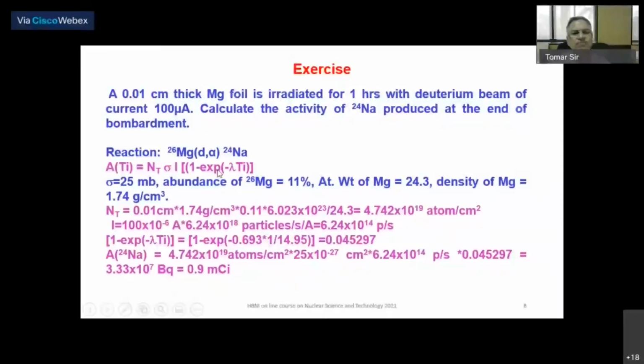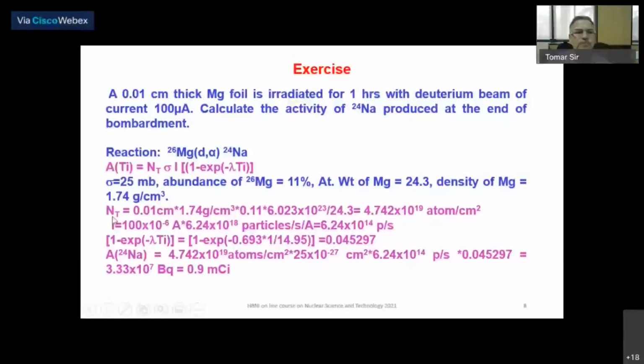So you use this equation: activity equals N, sigma, I, and the saturation factor. The cross section for this reaction at a particular energy of deuteron is 25 millibarn. Abundance of magnesium-26 is 11%, and the atomic weight of magnesium is 24.3. Density of magnesium is 1.74 gram per cc. So how to calculate this N sigma I?